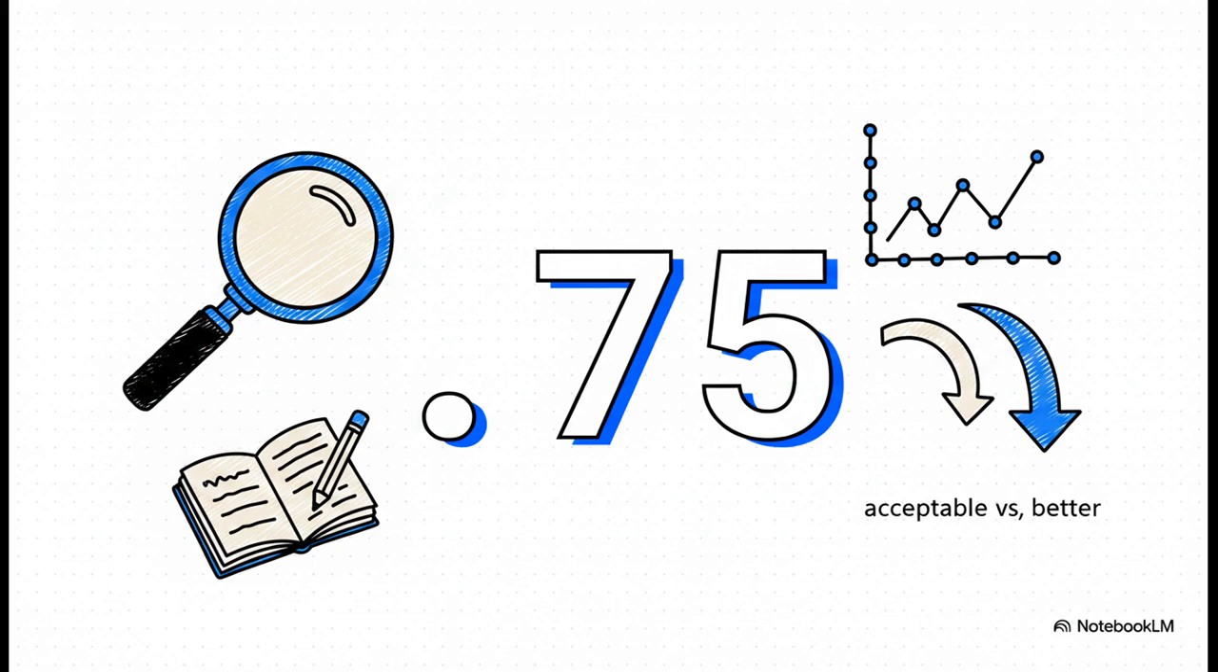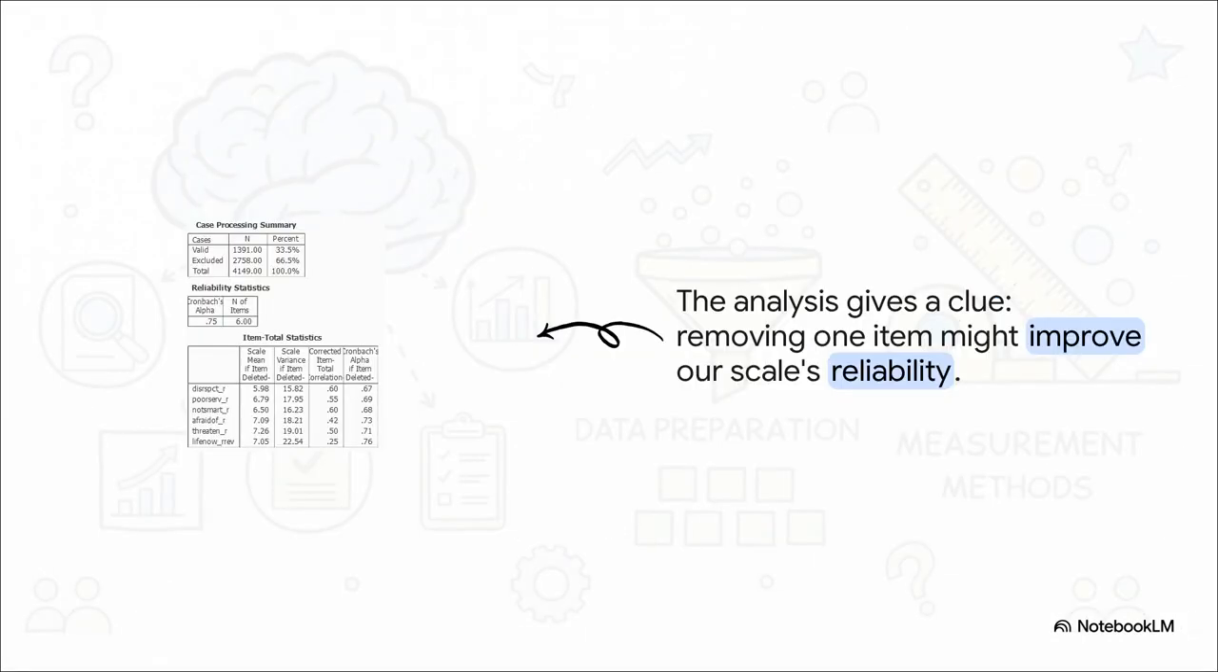But a good detective never settles for just acceptable, right? The real question is, can we make it even better? And funny enough, the analysis itself gives us our next clue. The computer points to one specific question in our scale and basically says, hey, if you got rid of this item, your overall reliability score might actually go up. It seems like that one question might be clouding the issue.